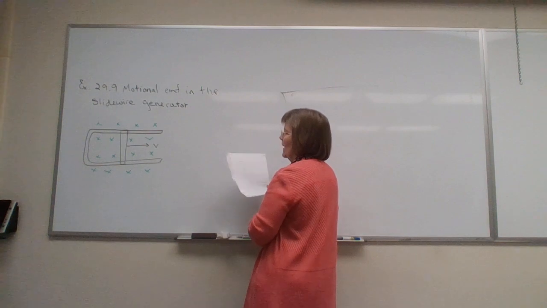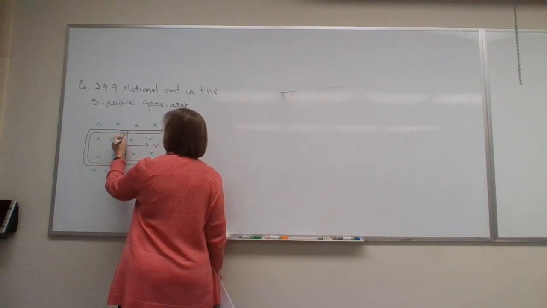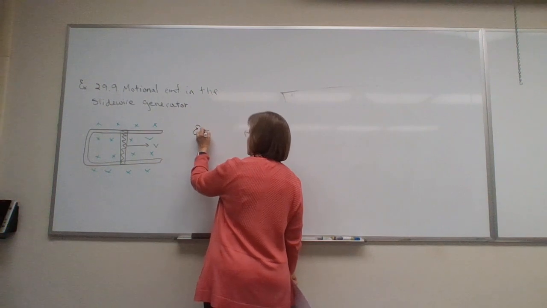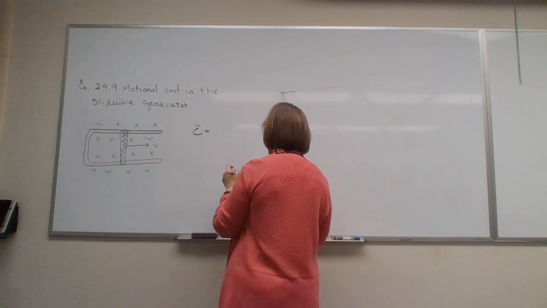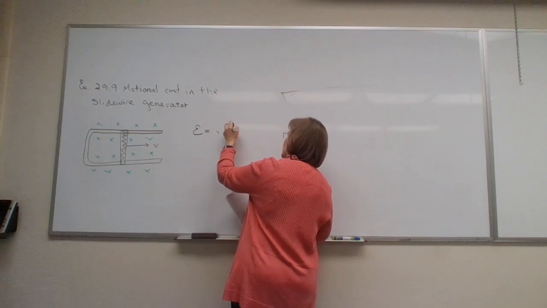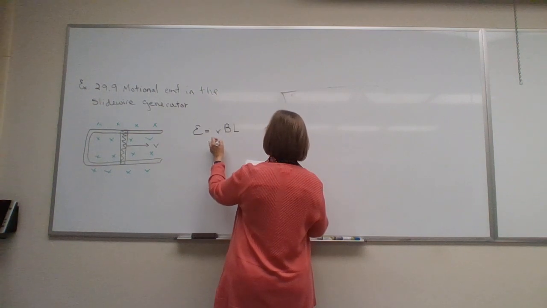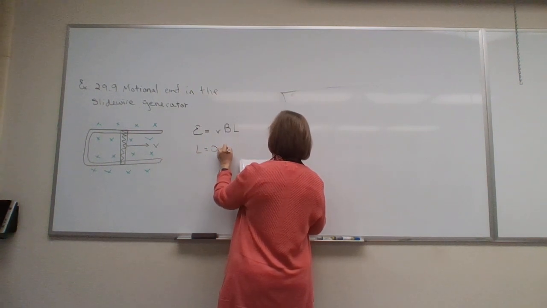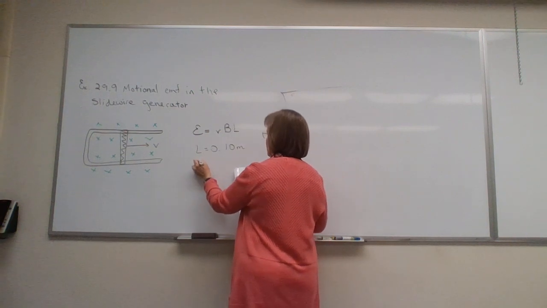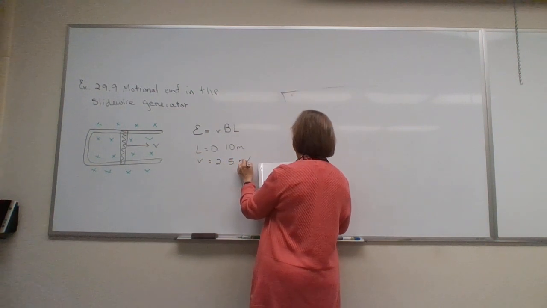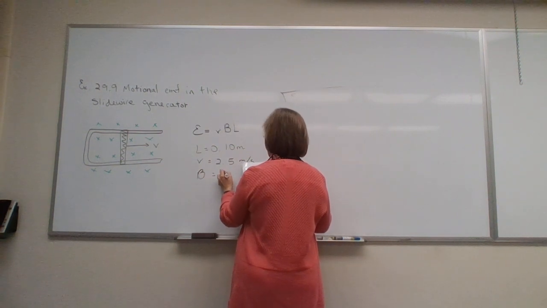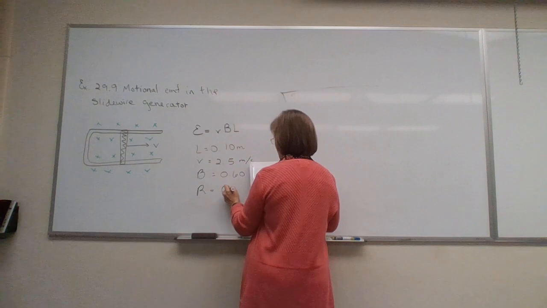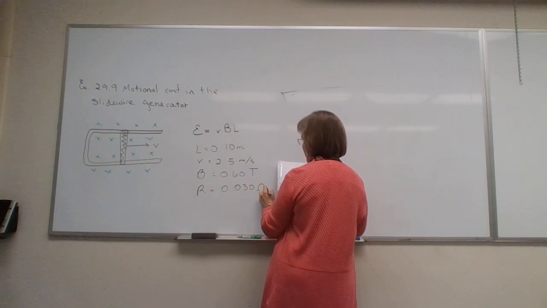Okay, so in this case, we know that this moving rod right here acts like our battery because it's a moving rod in a magnetic field. Its motional EMF is just given by our formula VBL. I have to write down all the info. The length of the rod is 10 centimeters, 0.10 meters. It's moving at 2.5 meters per second. The magnetic field is 0.60 Tesla, and the resistance of the loop is about 0.030 ohms. Not very much, just a little loop.